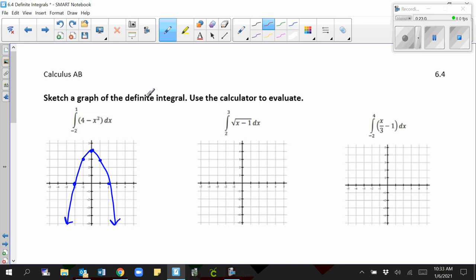And then I'm looking between -2 and 1, so from this point to this point right here. So this is the area that I'm looking at. And it's not a nice shape that we know how to find the area of. It's not a circle or a trapezoid or a rectangle or a triangle or anything like that. So we're going to use our calculator to help us find this integral.